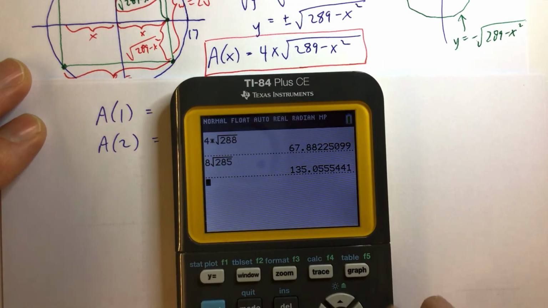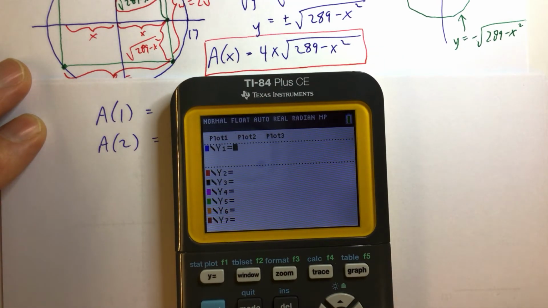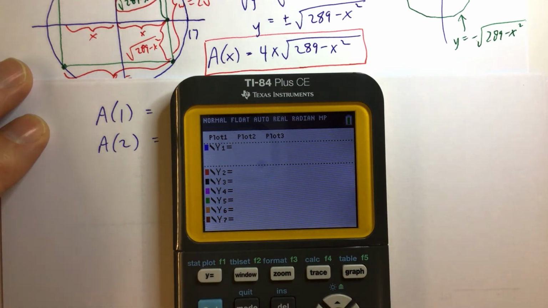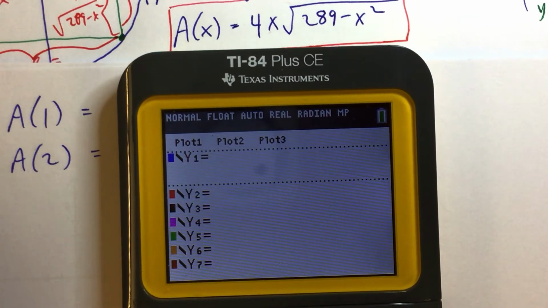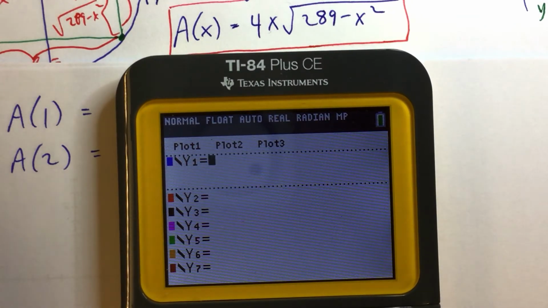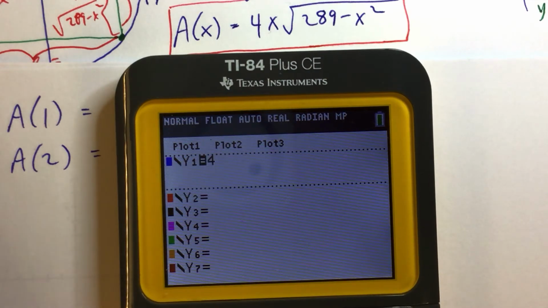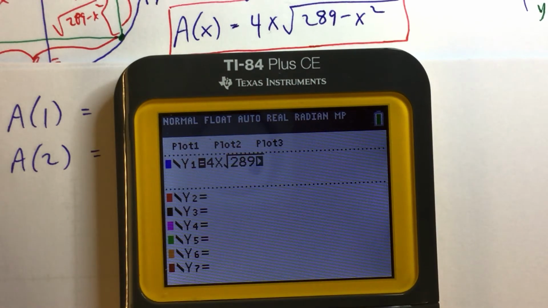I'm going to come back to that, but for the time being, what we want to do is define our y1. It's much easier for me to show you how to do these problems on the calculator instead of using Desmos. But if you use Desmos, just open up Desmos and type into the first box y equals 4x times the square root of 289 minus x squared.